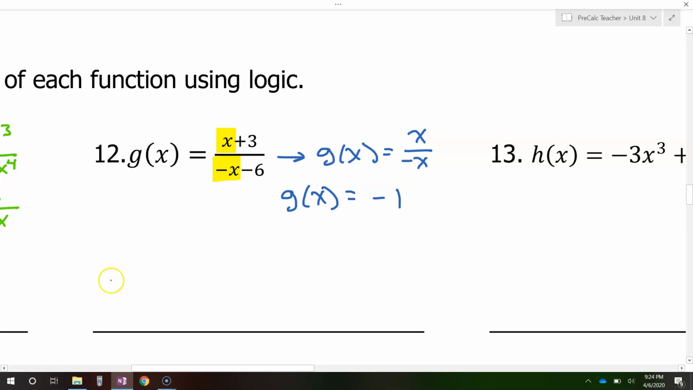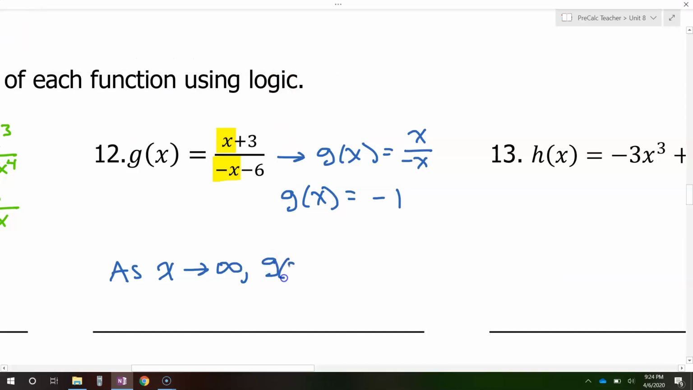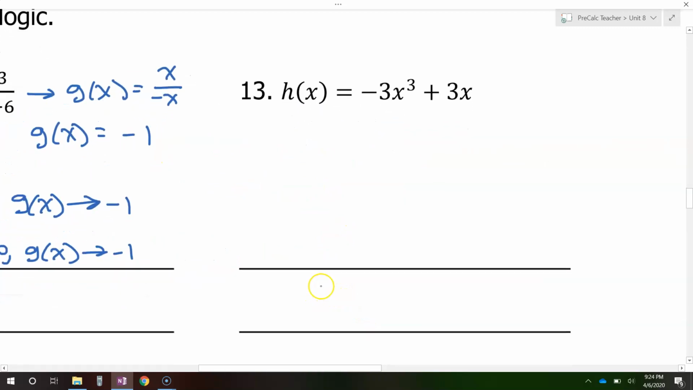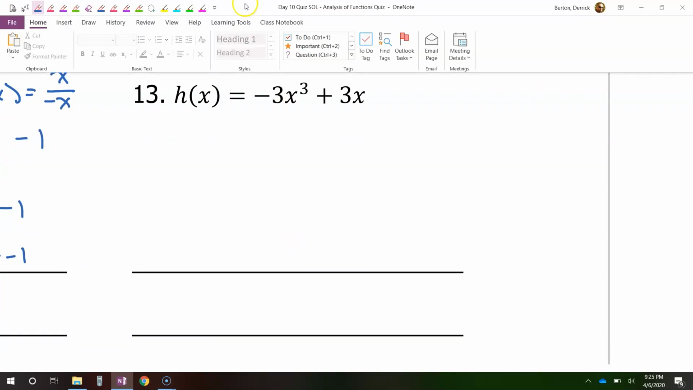Okay, so we can say as x approaches infinity, f of x, oh, we should say g of x, shouldn't we? g of x approaches negative 1. As x approaches negative infinity, g of x approaches negative 1. Okay, one more. Oh, they give us two separate lines. Oh well. Last one.